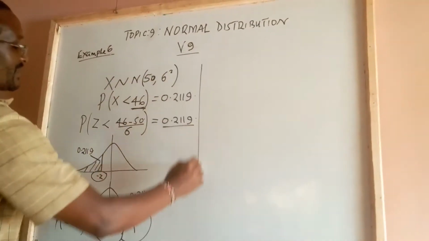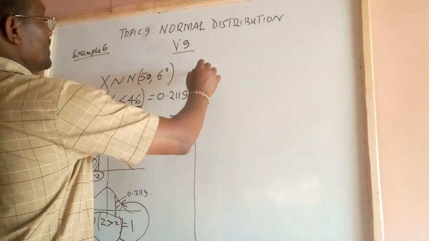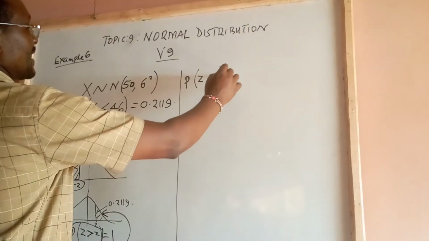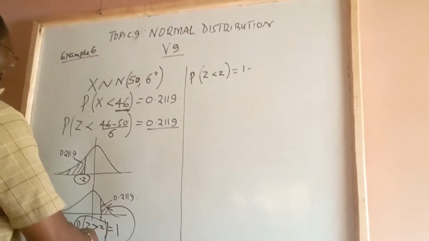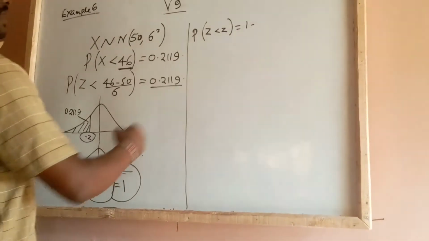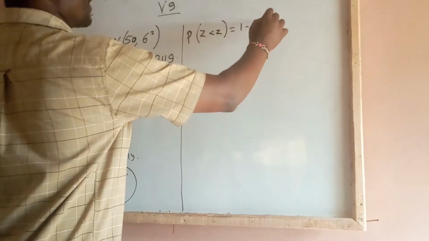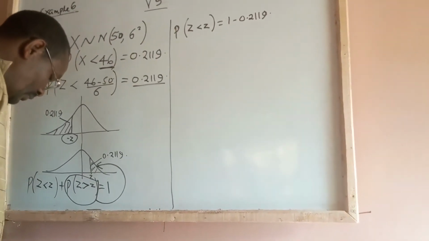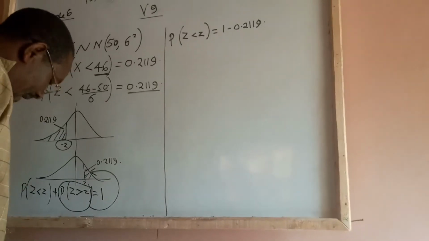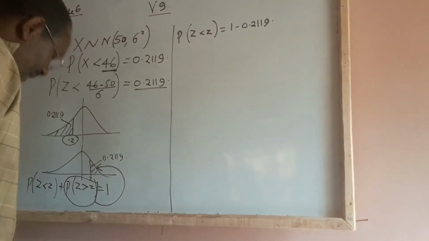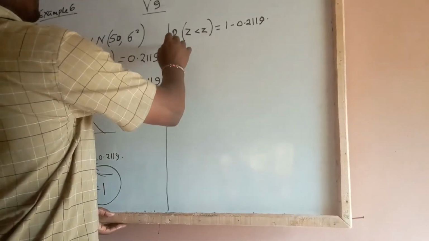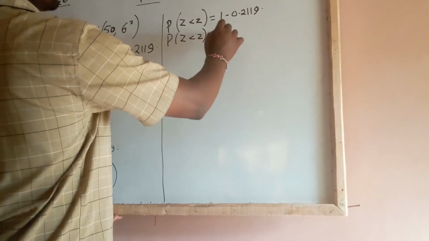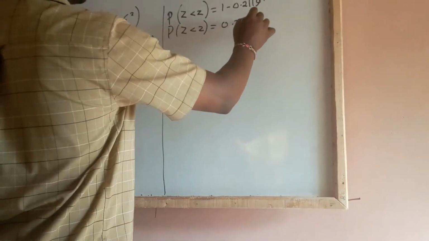So we can easily say that the probability of z less than small z is 1 minus what we can see here, 0.2119. And 1 minus 0.2119 is 0.7881. So the probability of z less than the boundary z is 0.7881.